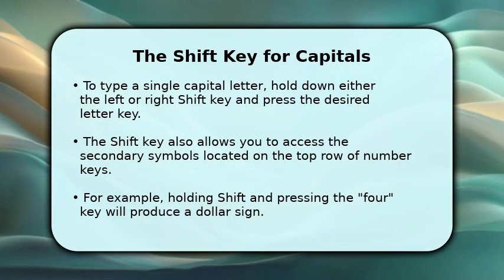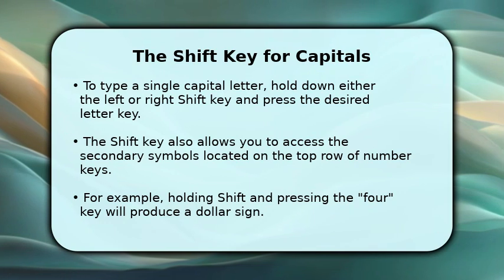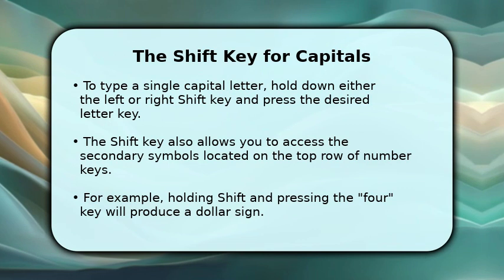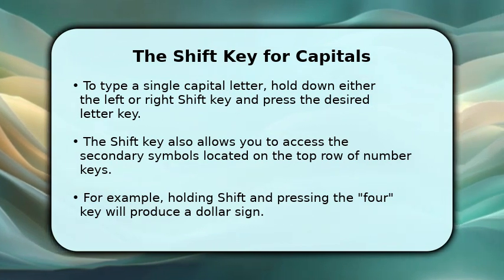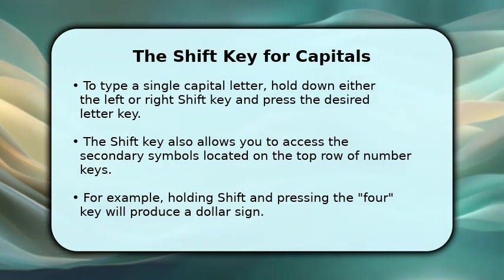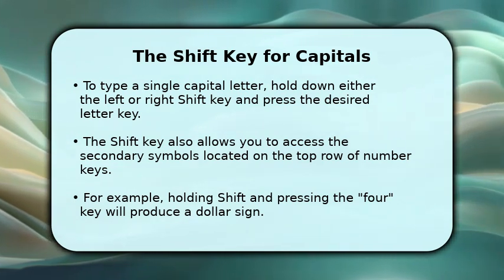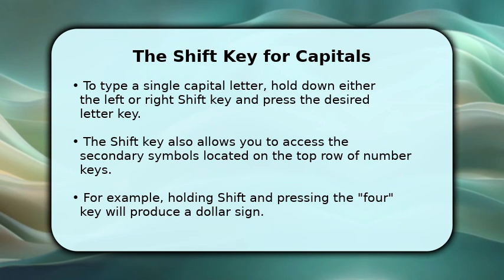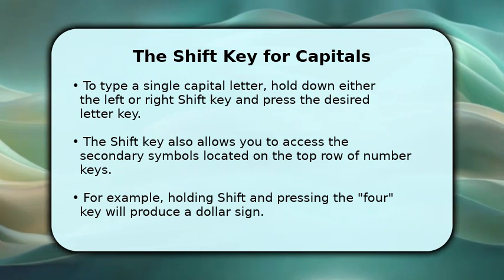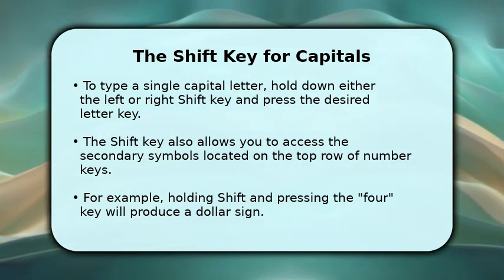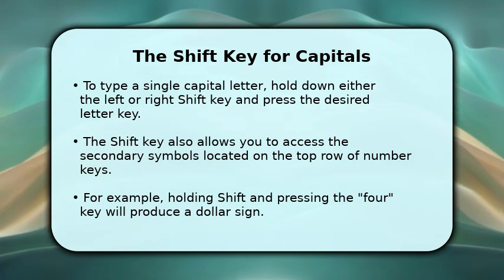The Shift key is your go-to for individual capital letters or special characters. Simply hold down one of the two Shift keys, located on the far left and right sides of your keyboard, then press the letter or symbol key you need. This action capitalizes a single letter or types the upper symbol on a key, like the exclamation mark above the number 1 or the ampersand above the number 7. It's perfect for quick, precise inputs.